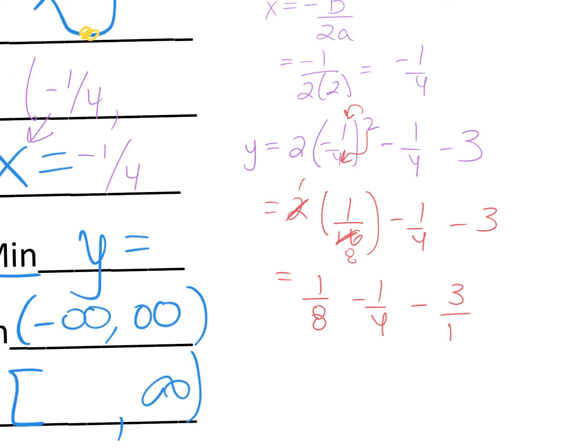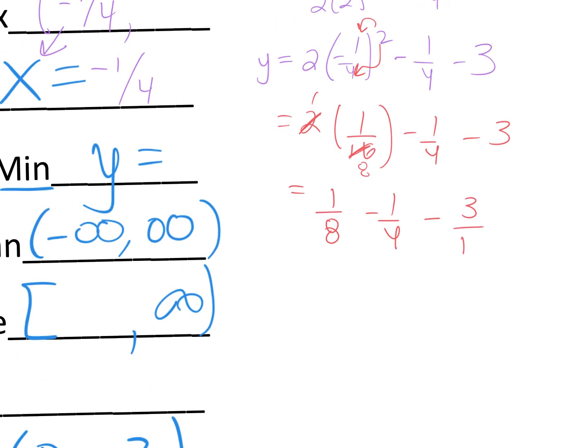We have to get a common denominator. What's the common denominator between 8, 4, and 1? Okay, good. So if I change 4 to 8, I multiplied the bottom by 2, so I multiply the top by 2. What's negative 2 times 1? Right? Over here, to go from 1 to 8, what do I multiply by? 8. So if I multiply the bottom by 8, then I multiply the top, and I get this. Yeah? Okay.